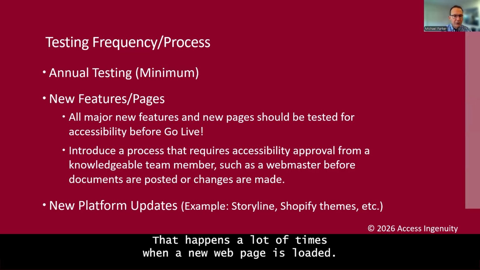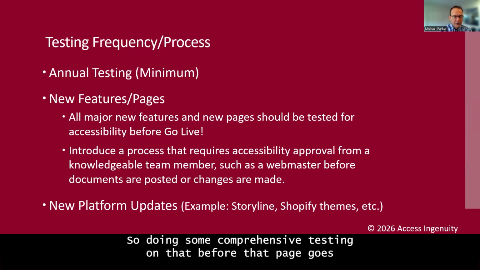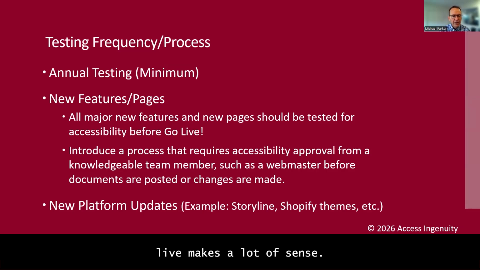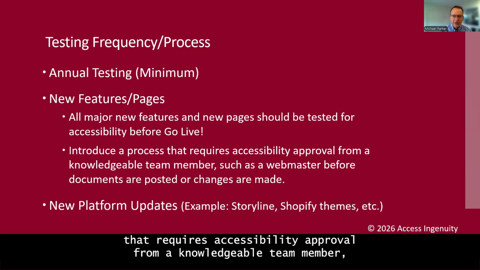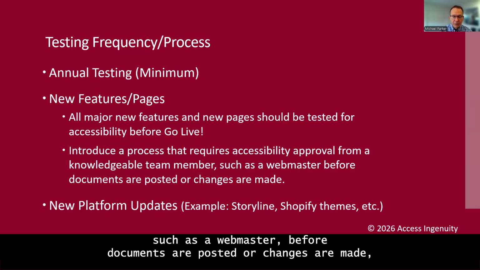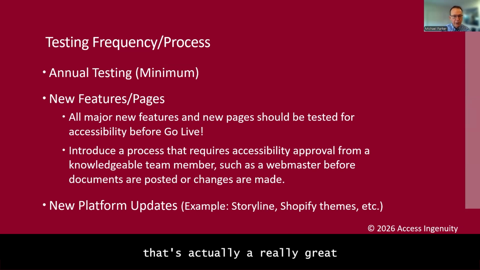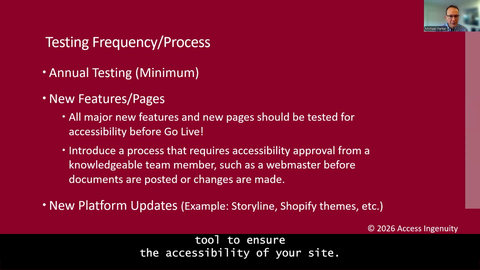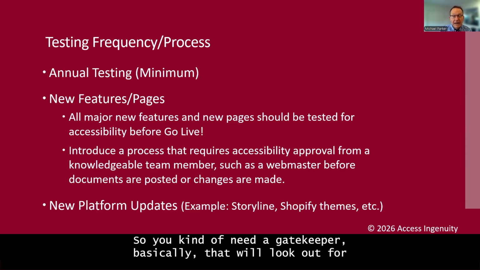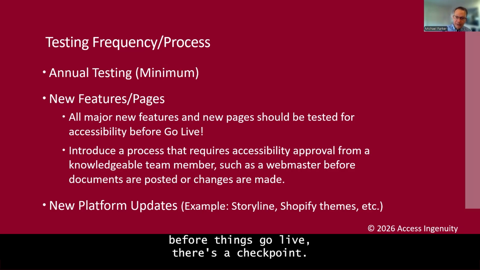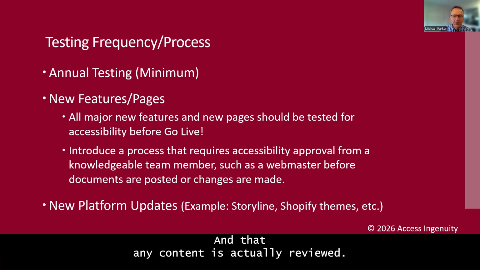That happens a lot of times when a new web page gets loaded. So doing some comprehensive testing on that before that page goes live makes a lot of sense. If you introduce a process that requires accessibility approval from a knowledgeable team member, such as a webmaster, before documents are posted or changes are made, that's actually a really great tool to ensure the accessibility of your site. So you kind of need a gatekeeper, basically, that will look out for accessibility and make sure that before things go live, there's a checkpoint and any content is actually reviewed.